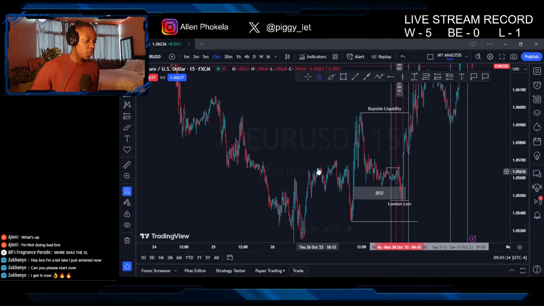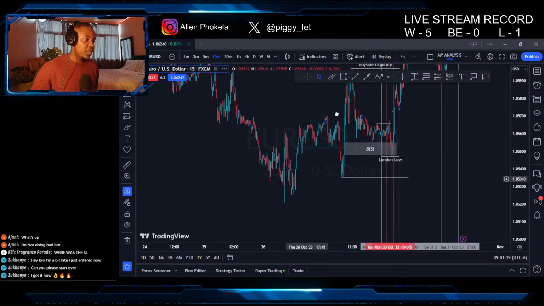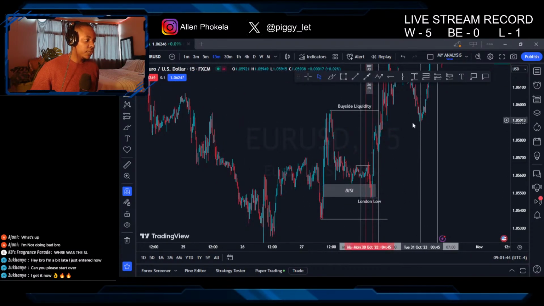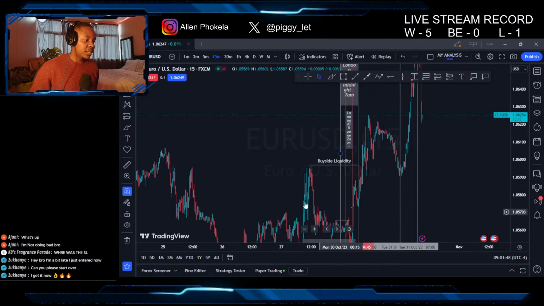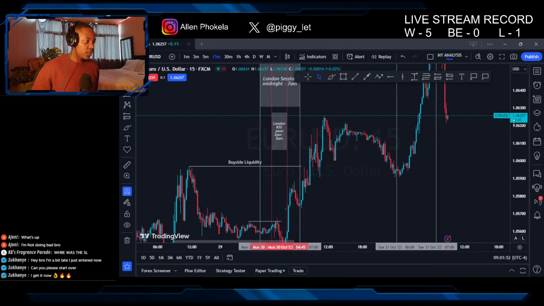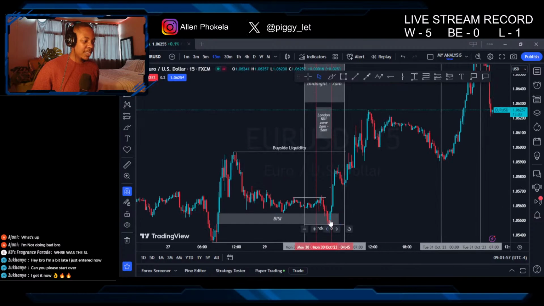But with what's been happening right now, we have this lower low, this higher low, and then creating more higher highs, and then a higher low. Typically it's just giving us an uptrend. So that was yesterday's silver bullet, which is the kill zone.